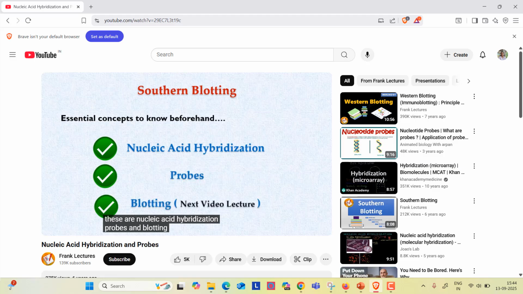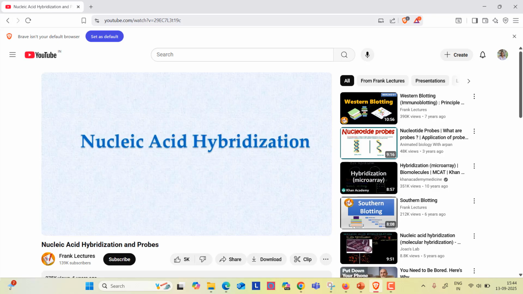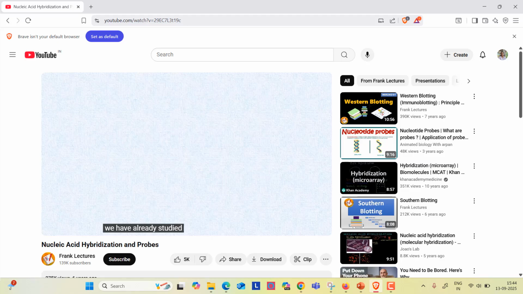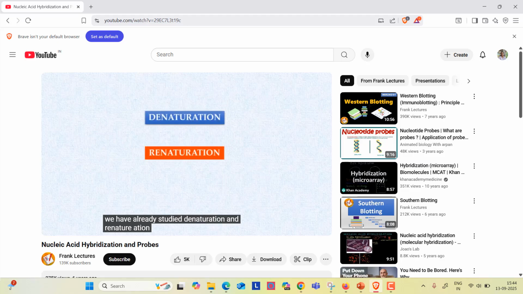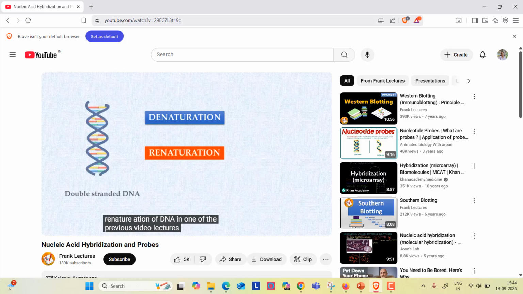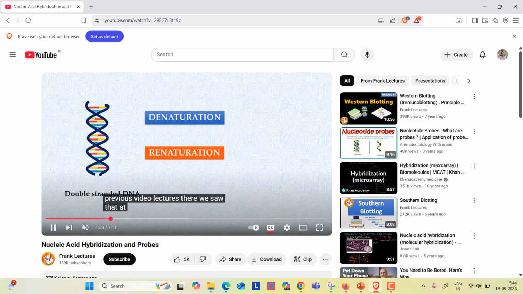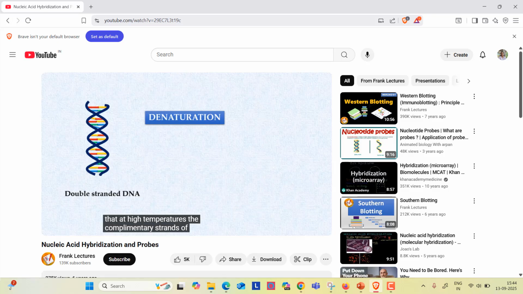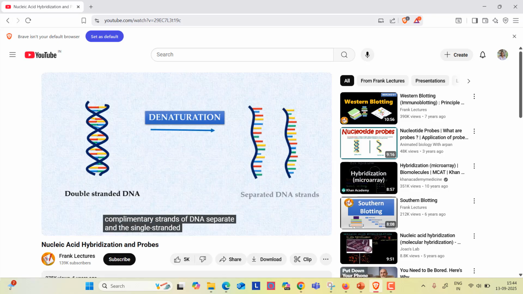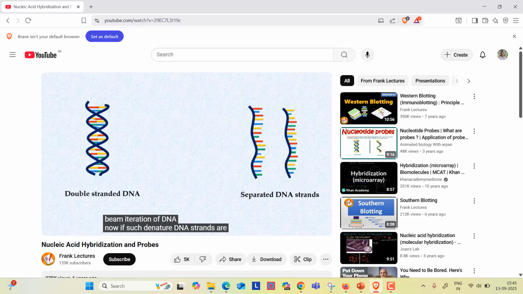So here we need the nucleic acid hybridization, then the probes, and then the blotting. Denaturation and renaturation we have studied in the earlier class. When the double-stranded DNA becomes single-stranded DNA, separating the DNA strands, this is the denaturation. When the heat is again given, it will renature, right? Now, if such denatured DNA strands are incubated under appropriate conditions, they will renature, right?